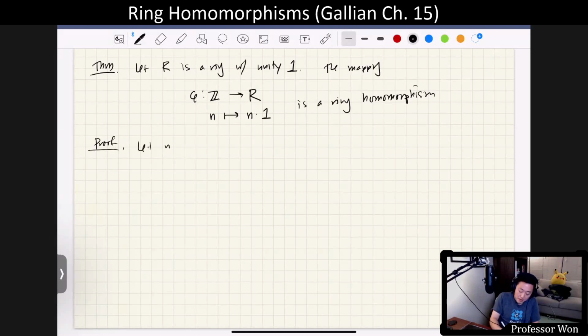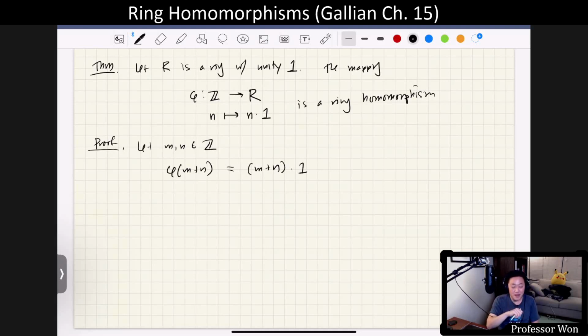So let m and n be 2 integers. Well, what is phi of m plus n? That's m plus n dot 1. But what does that mean? That means you add 1 to itself m plus n times. Okay, I should say, if n or m is negative, then what m dot 1 means is add negative 1 to itself absolute value of m times.